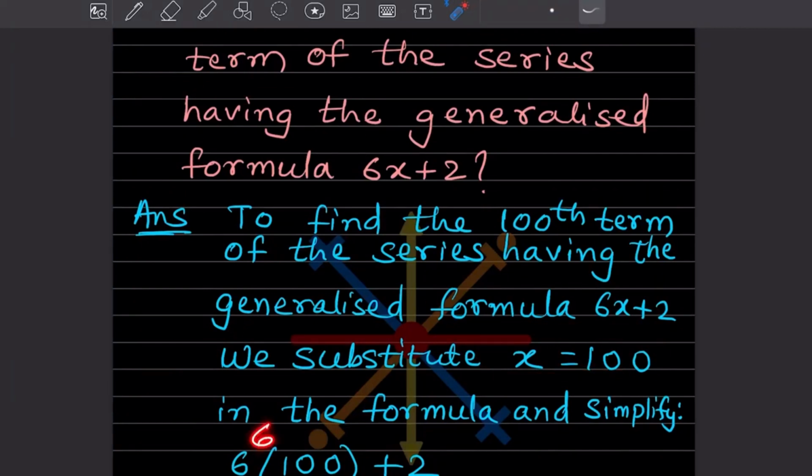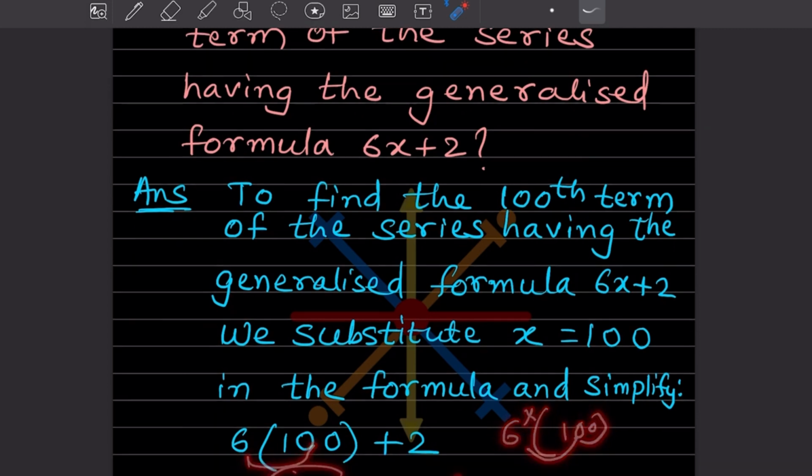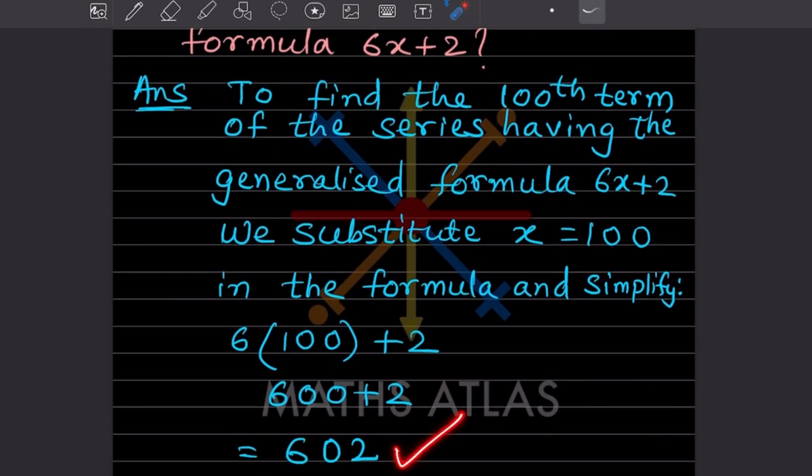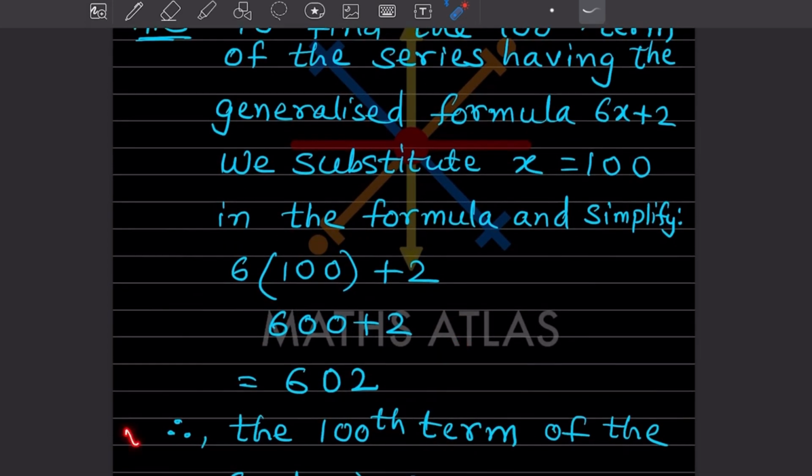I'll write the formula here also. Below this, what we will do? The 6 stays as it is. In place of x, you put 100, and plus 2. So when we write 6 and put 100, there is a multiplication sign. 6 into 100 is going to be 600, and plus 2 is 602. So we'll write that therefore the 100th term of the series is 602.